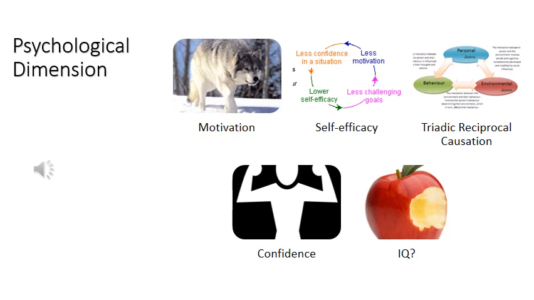Now you may have noticed when I was speaking about the biological dimensions of learning that there is quite some overlap or meandering into psychology. And again, this is just showcasing the complexity of that whole learning process. So what I wanted to introduce to you in the psychological dimensions are a couple of concepts such as motivation, self-efficacy, triadic reciprocal causation, confidence, and again the IQ.